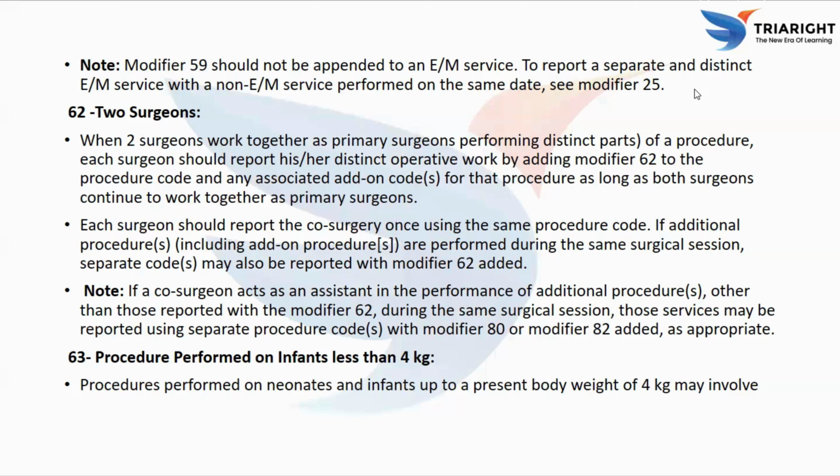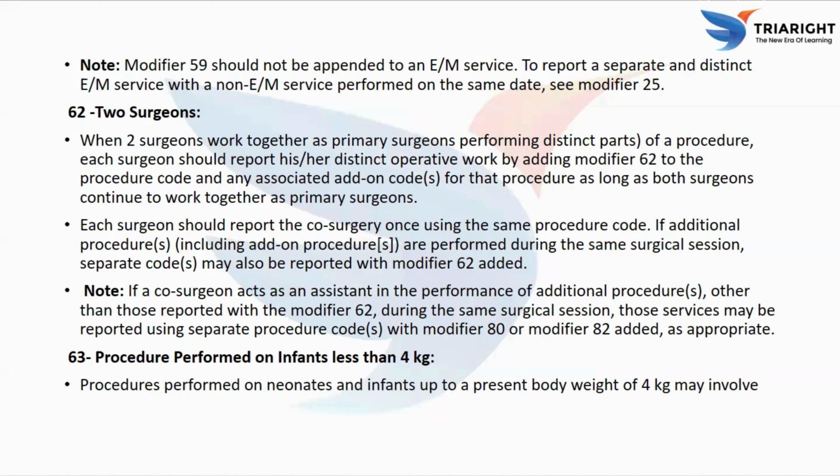So what are the rules for using modifier 62? Both surgeons are primary surgeons, each performs a distinct part of the same surgery, and both report the same CPT code. Modifier 62 is added by both surgeons, and documentation must clearly show separate roles. And what is an example?